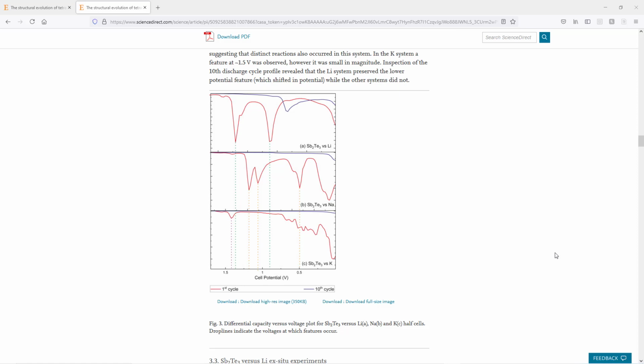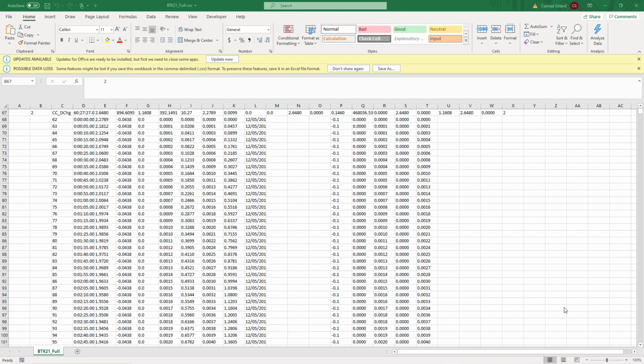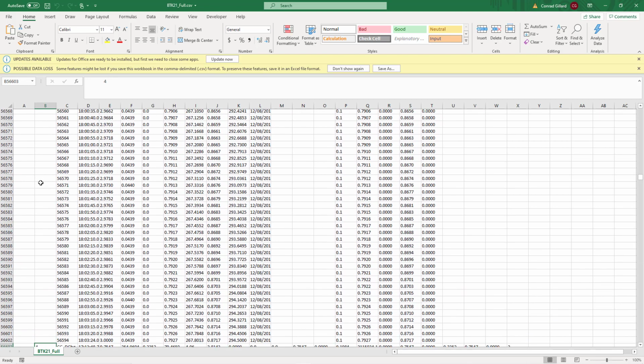Differential capacity versus voltage plots, or dQdV plots, are commonly shown in battery research, such as in this paper, which I recently published. The source of this data is a file generated by the Neware Battery Cycling System software.